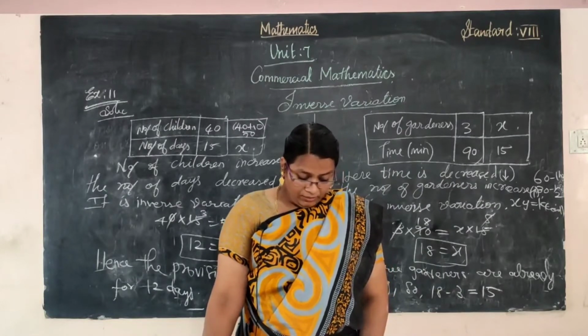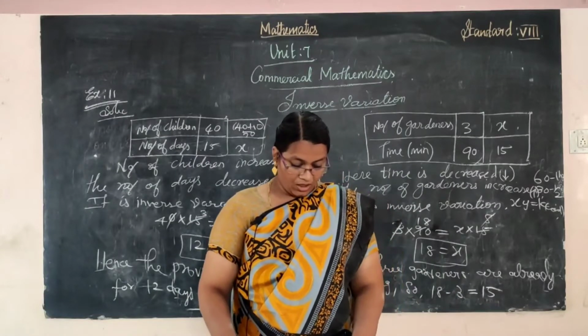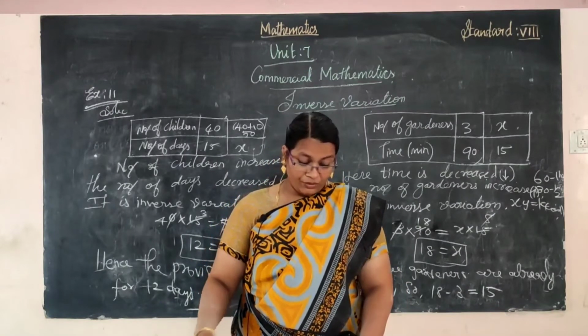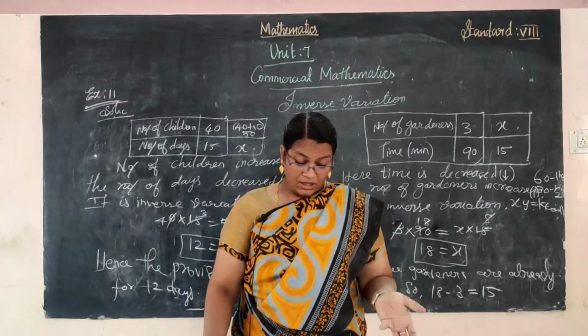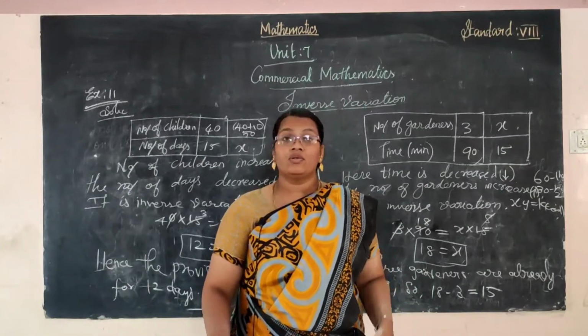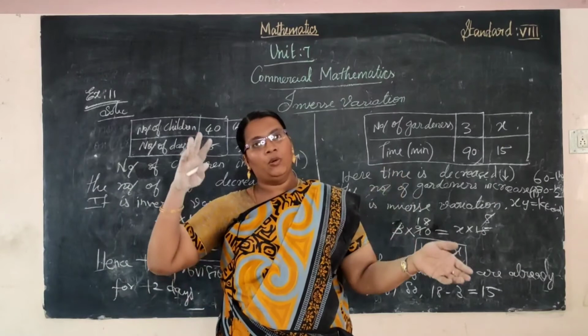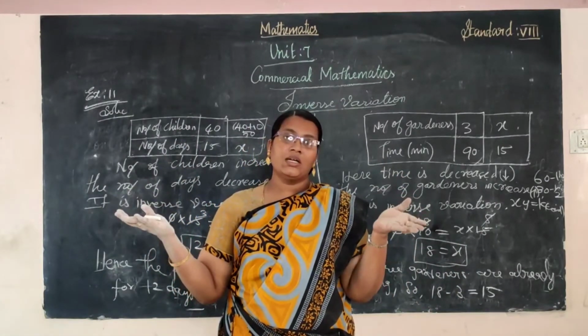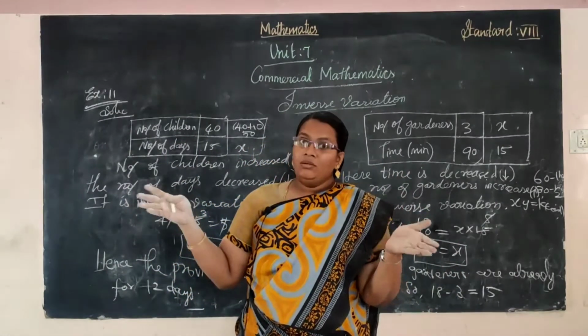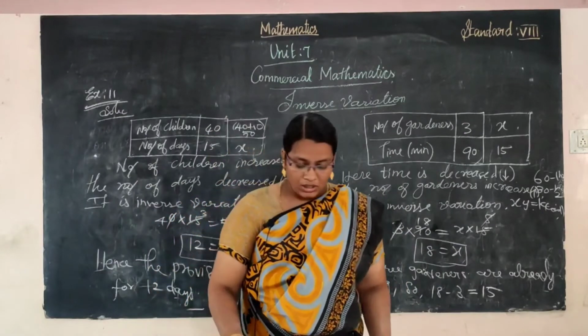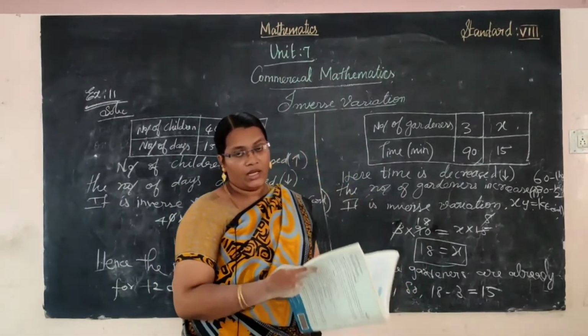Okay, and then how much time will it take for the 15 pipes? So number of pipes are increased, so time will reduce, right? But number of pipes are increasing, 15, so the time will reduce. Okay, so it's an inverse variation.